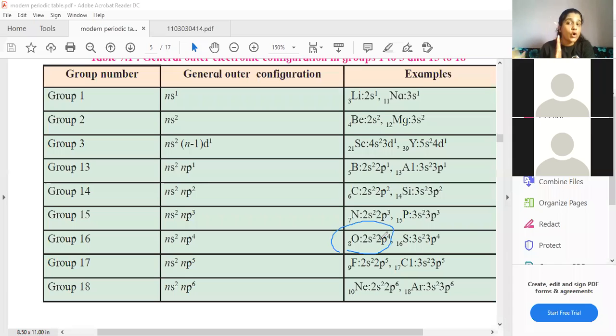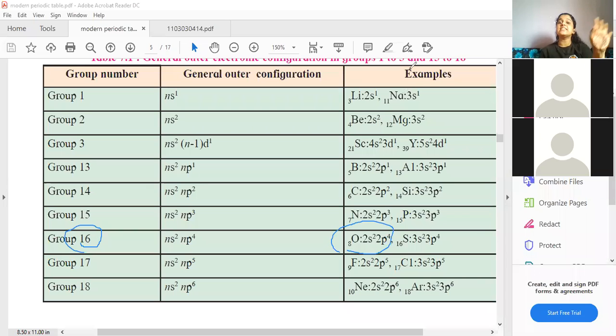Now, which is the fourth group of p block? It is group 16. Okay, it starts from 13. So 13 is the first, then 14, 15, 16. So the fourth one is 16. So oxygen is in p block, 16th group. It is in the second period. Why? Because here the valence shell's principal quantum number is 2.